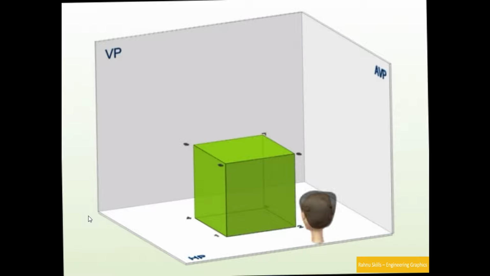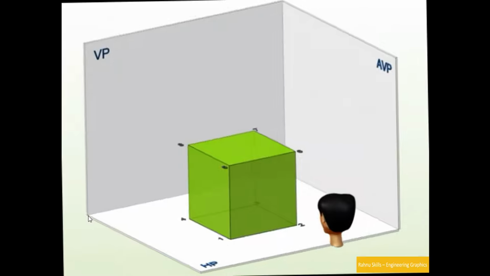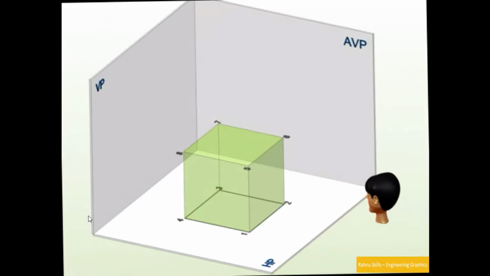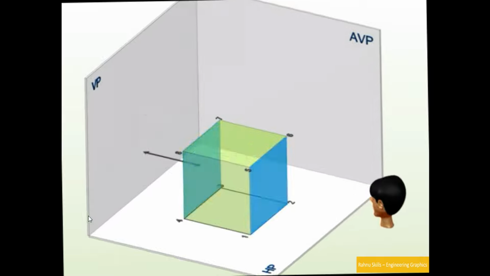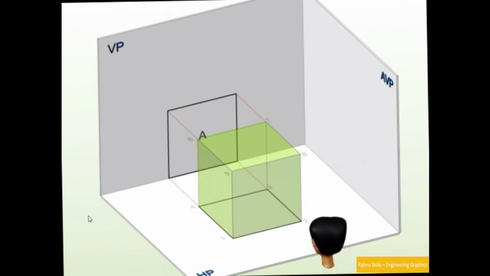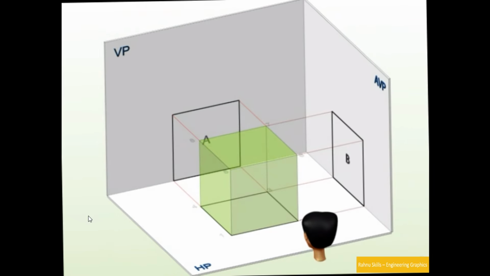Now let's say one object is there, a cube is there, and we have placed it on HP in first quadrant, and observer is there. So when you see its front view, it will be projected on VP. So its front view, top view, side view, it will be having A, B and C surface, you can see on VP, HP and AVP.